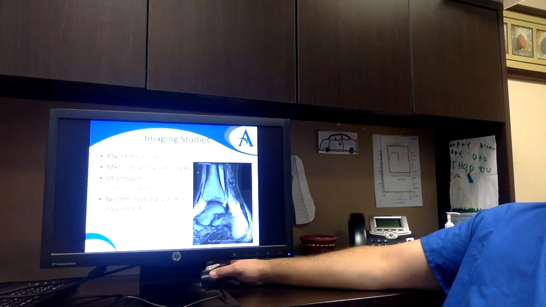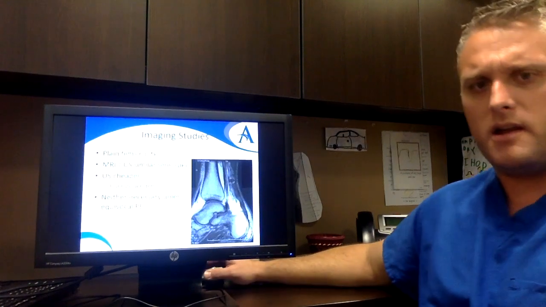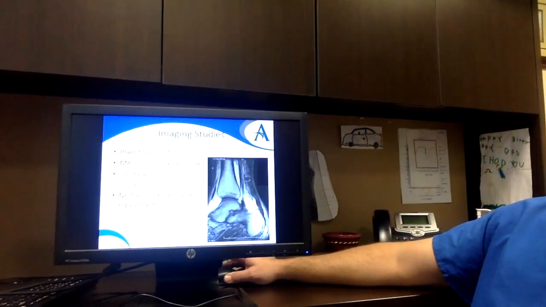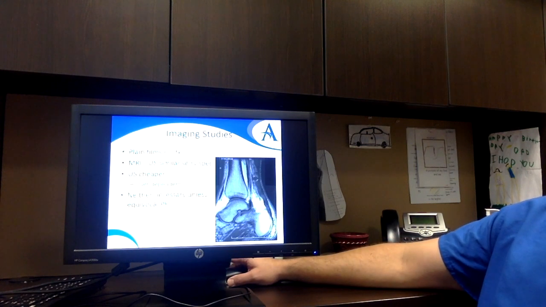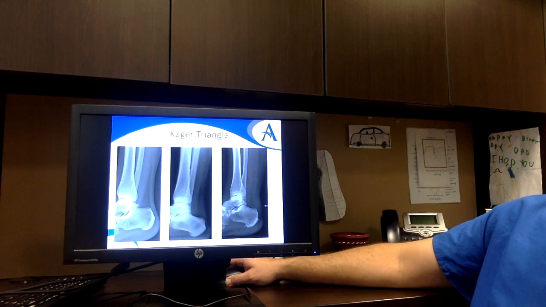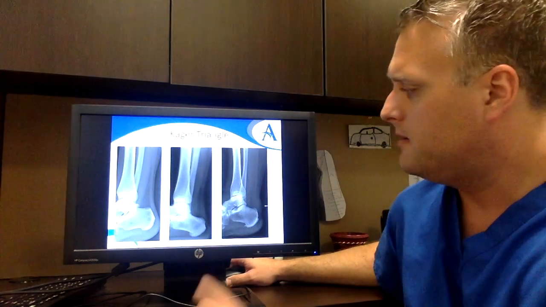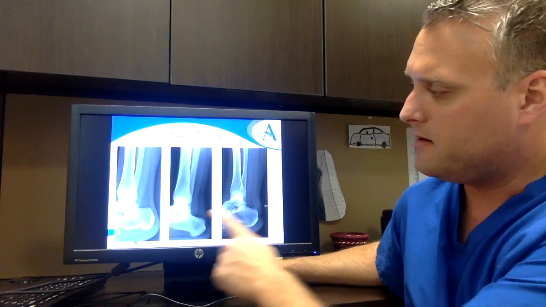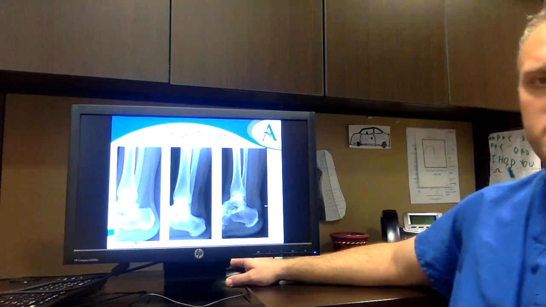So for imaging, MRI and different studies are useful and helpful. They're not always necessary, but for surgical planning they can be. Here's an example of a complete tear on the MRI T2 image. There's Kager's triangle I was talking about earlier, which is the area behind the tibia, which is obliterated in a tear. You've lost the fat pad due to the inflammation and swelling.